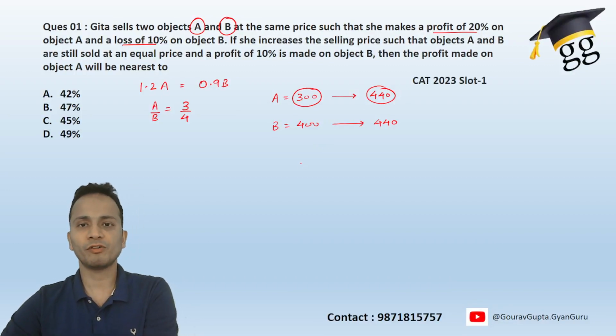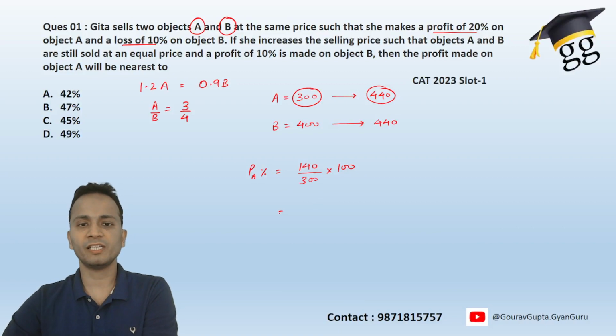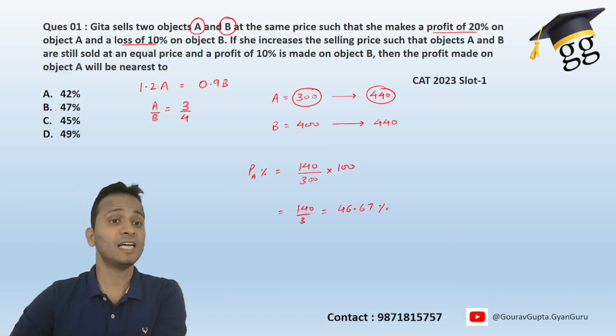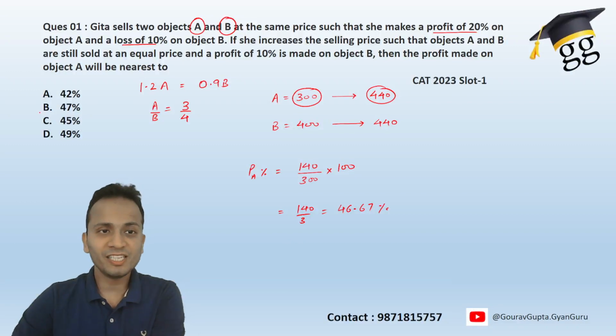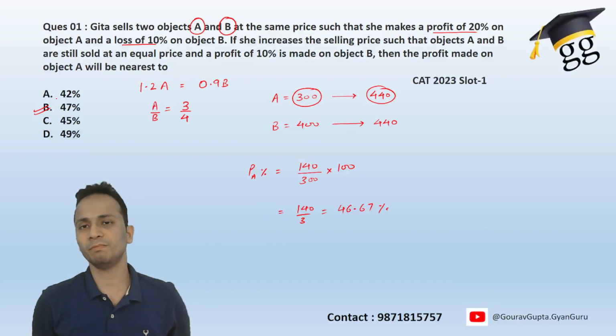So I can see that the profit is rupees 140 over the cost price of 300 multiplied by 100. This will be the profit percentage on object A. All right. So simplify this 140 upon 3 and this comes out to be 46.67 percentage, and among the options the nearest option is 47 percentage, so the correct answer will be option B.